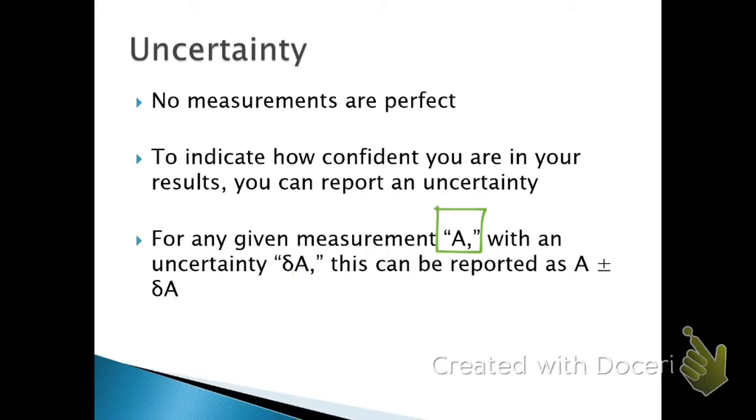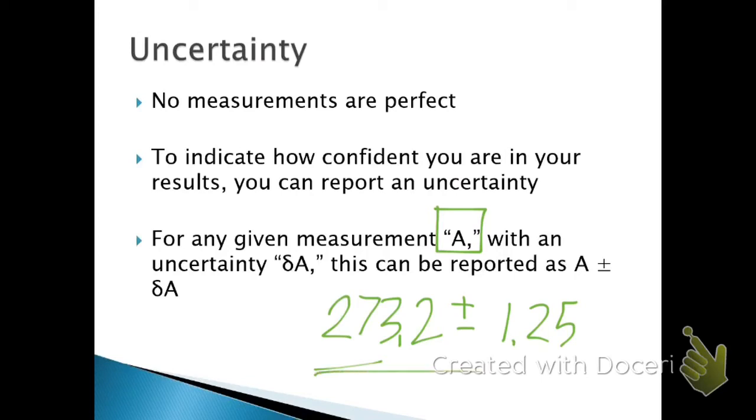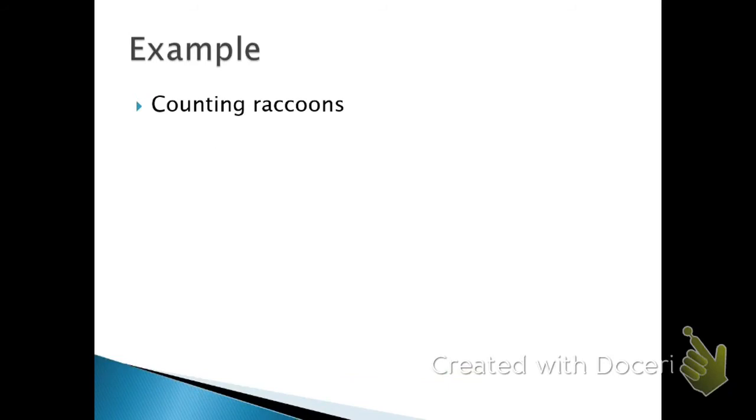So that's just delta A, indicating the uncertainty amount. And you'd see the final report as some value A plus or minus some other uncertainty value. So an example of that would be 273.2 plus or minus 1.25. That means, yes, my average is 273.2, but I'm not exactly sure if that's what it is. It could be 1.25 higher, it could be 1.25 lower. So this would be my A value, this would be my delta A value.